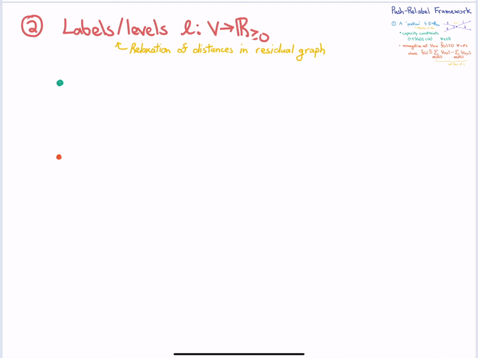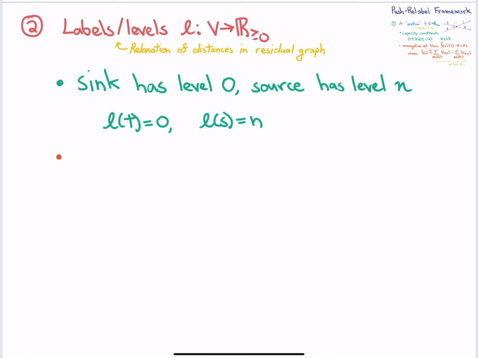Every vertex. So just like in Edmonds-Karp, we focused on the distance of a vertex V from S. Labels are going to act like that, but it won't be exact. But let me unveil the rules. Okay, so what's number one? Rule number one is that the sink will be at level 0 and the source will be at level n, which is a little bit weird.